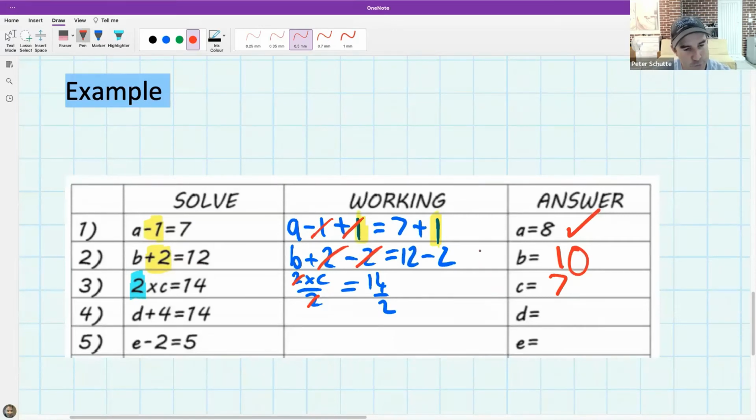Okay, now for 4, what do we have to do for 4? For 4, well, it's the plus 4 that we need to do the opposite. So we go d plus 4 minus 4 on this one, and on this side we go minus 4. And so the effect of that is going to be d is 10.